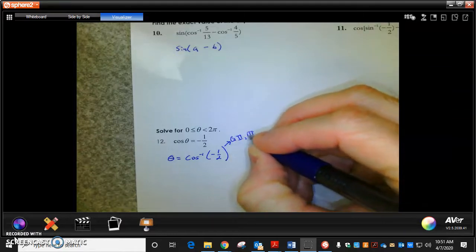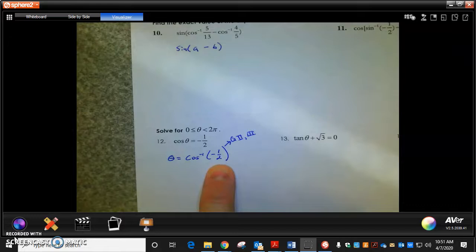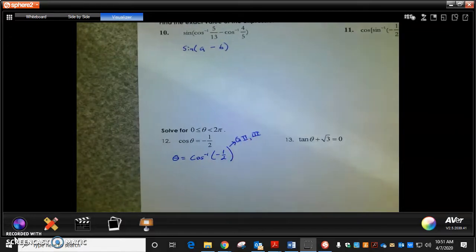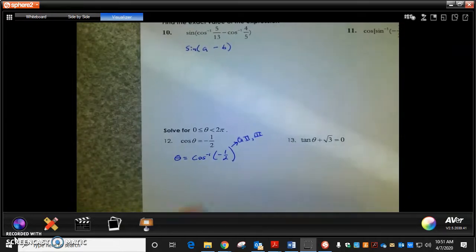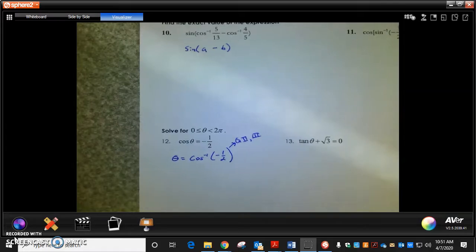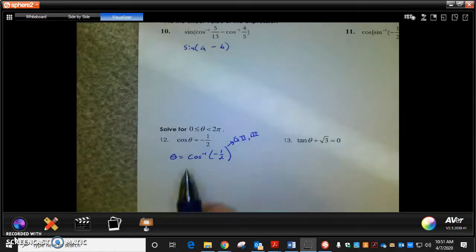So you need to go find the two angles that have a cosine value of 1/2, but those angles are going to be in quadrants 2 and 3. And that's it. So this one should have two answers. There's only two angles that have a cosine value of negative 1/2. So once you do that, you're done. And then you can move on to number 13, number 14, and so on.